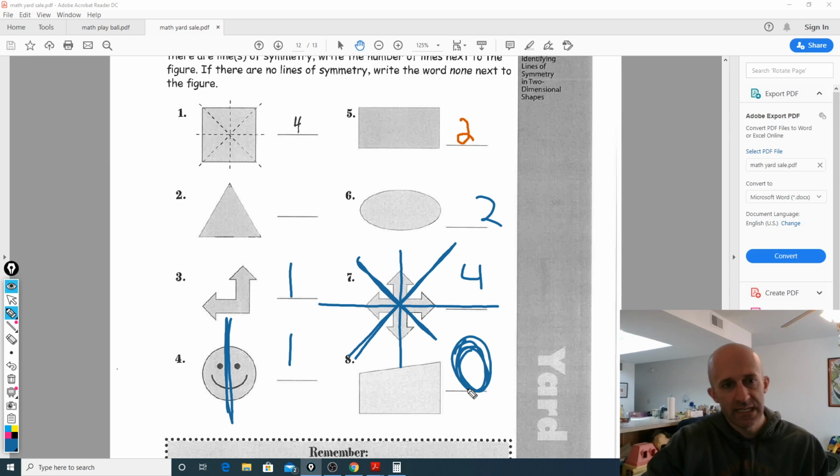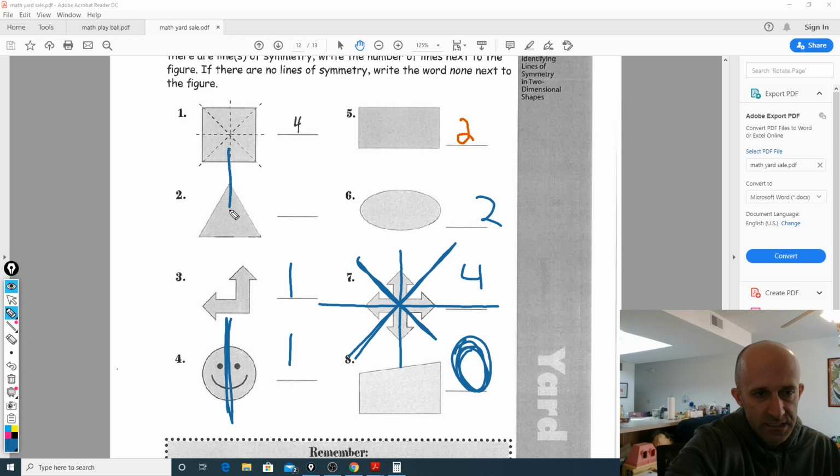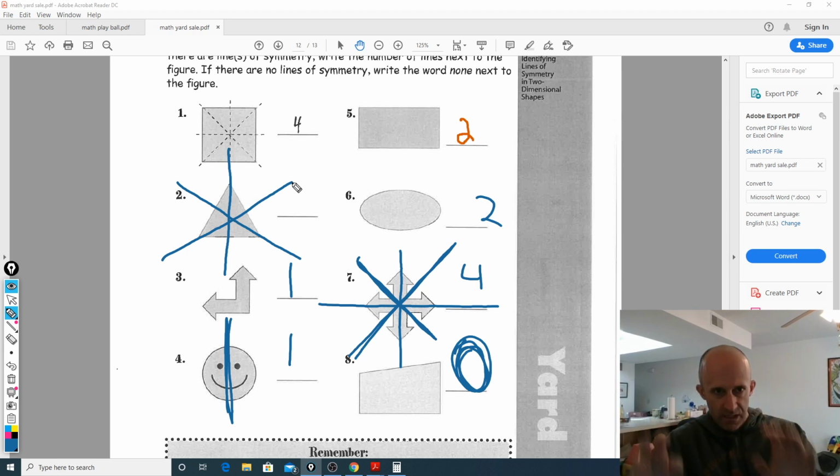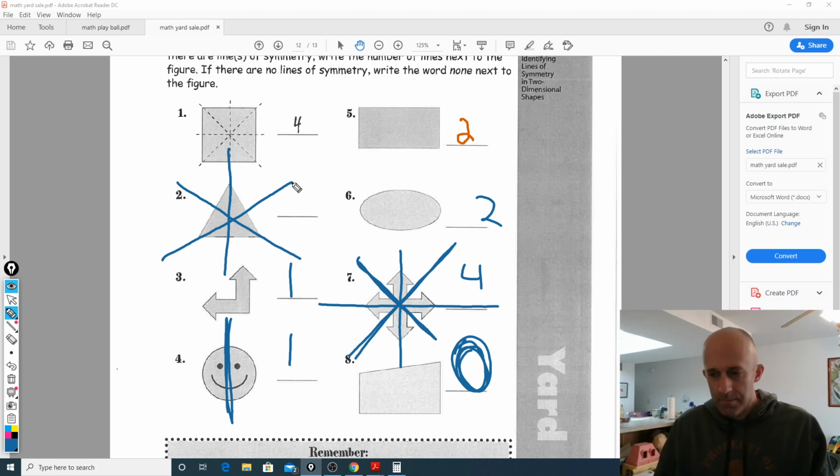Number two, the lines of symmetry here. Triangles are fun because you can have your line of symmetry in the middle, this way, or this way. Again, I'm drawing this on my computer, but you have to make it so they're meeting in the middle there. It should be three. I'm doing a mental check myself: one, two, three. Yeah, it should be three.